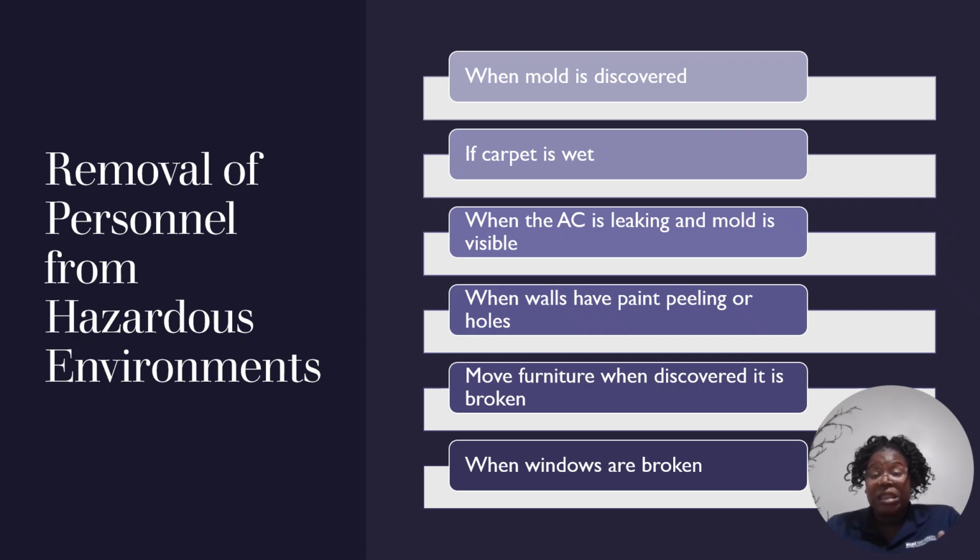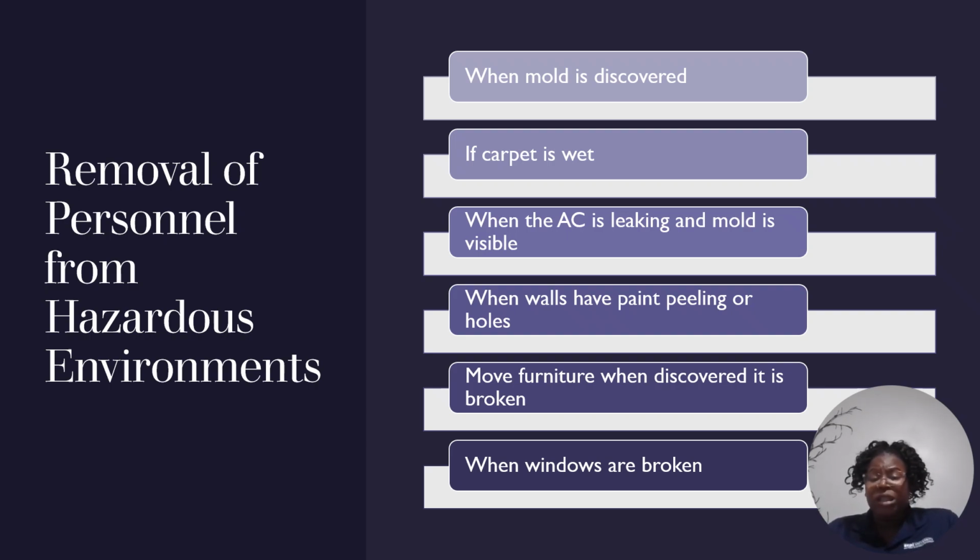Again, when the AC is leaking and mold is visible, you definitely want to remove personnel from that. Get that AC fixed, get that leak fixed, as well as making sure that mold is taken care of. When you have peeling paint or holes, a lot of paint still has lead in it, even though it shouldn't, because let's face it, a lot of these schools were built 50, 60 years ago. So we need to ensure that if there is paint peeling, we remove children from that hazard, because lead paint could lead to respiratory symptoms as well as lead poisoning, which has a lot of other symptoms.